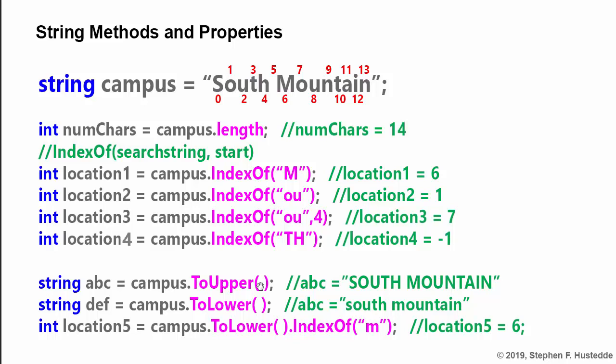We can also use it if I'm looking for a letter M, but I don't care if it's uppercase or lowercase. I want to find the first M. So what you might do here is int location 5 equals campus converted to all lowercase, so now it is south mountain all lowercase, and then dot indexOf, looking for the lowercase m, which in this case would be 6, even though up here in my original string it is an uppercase M. So we can combine these methods to look for information in different ways.